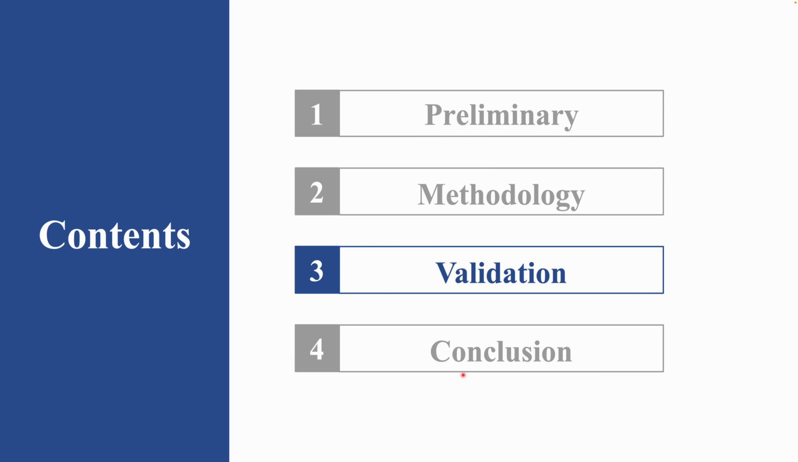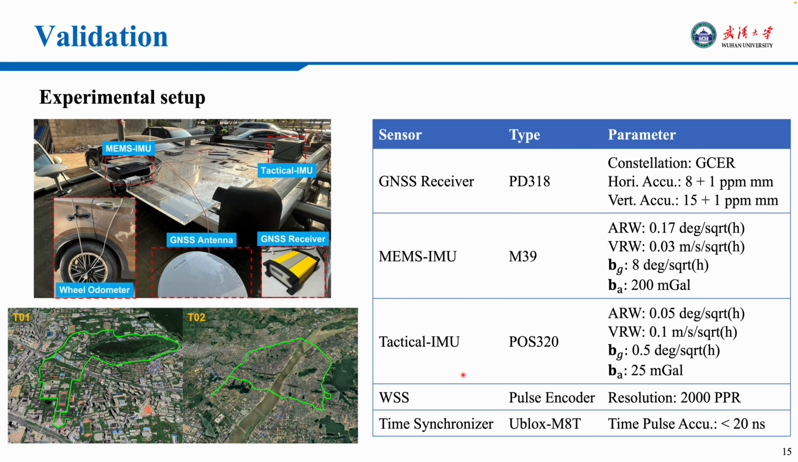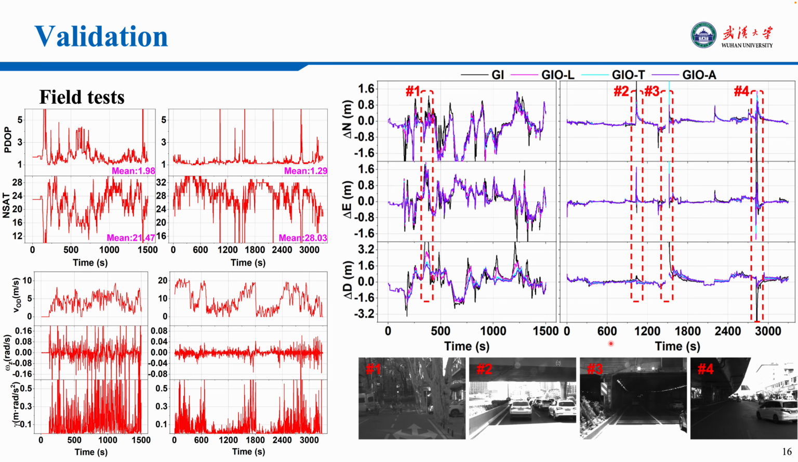Now, let's look at how we validate this model. We conducted field experiments in Wuhan. T01 was inside Wuhan University's campus, a tree-lined environment, and T02 was on the second ring road, an urban canyon scenario. The sensors and their key parameters are listed in the table on the right-hand side.